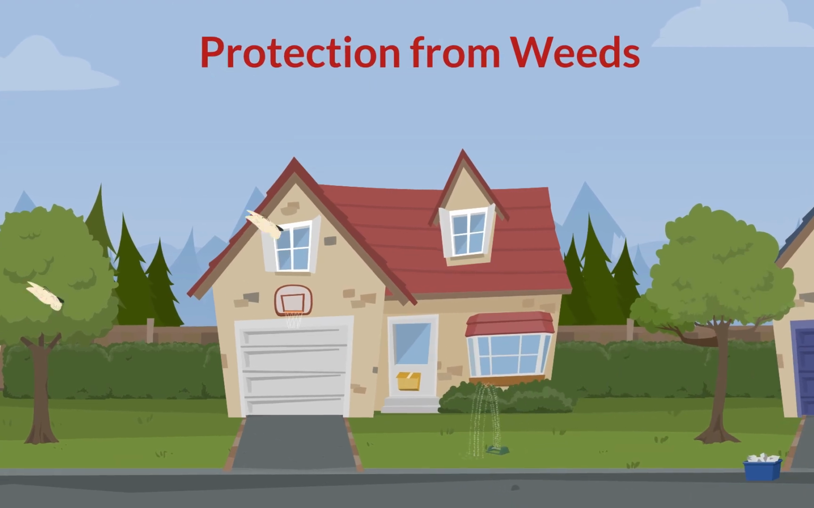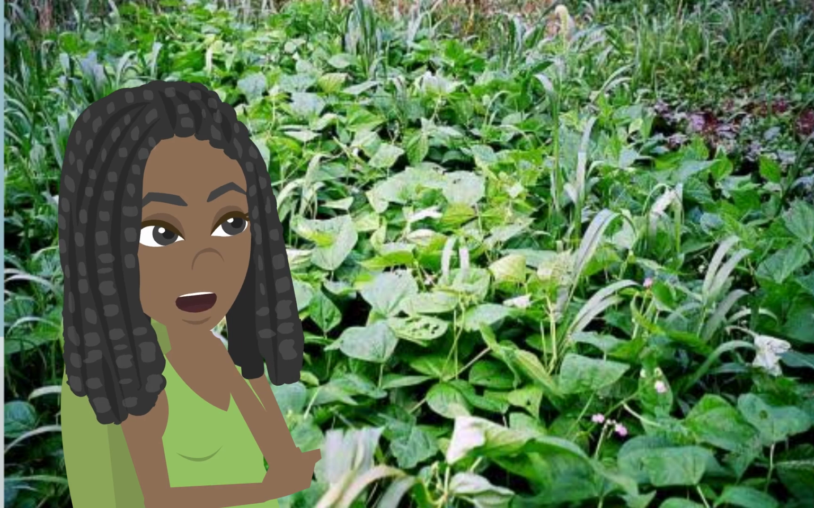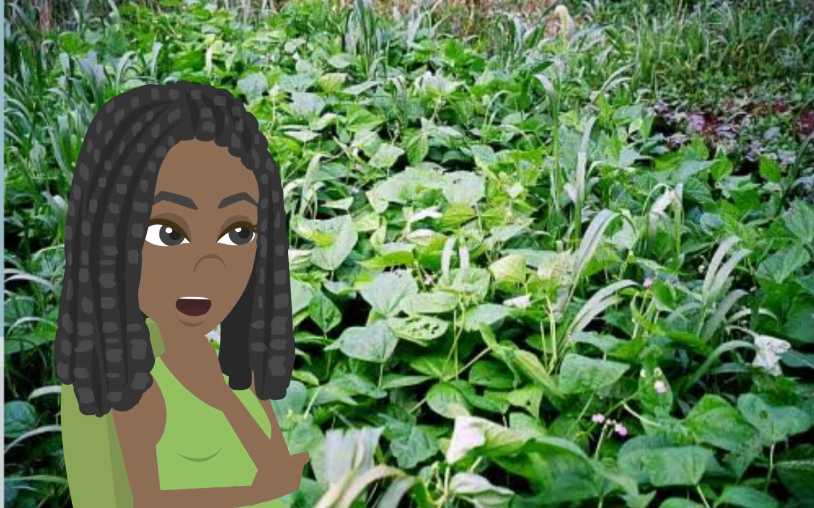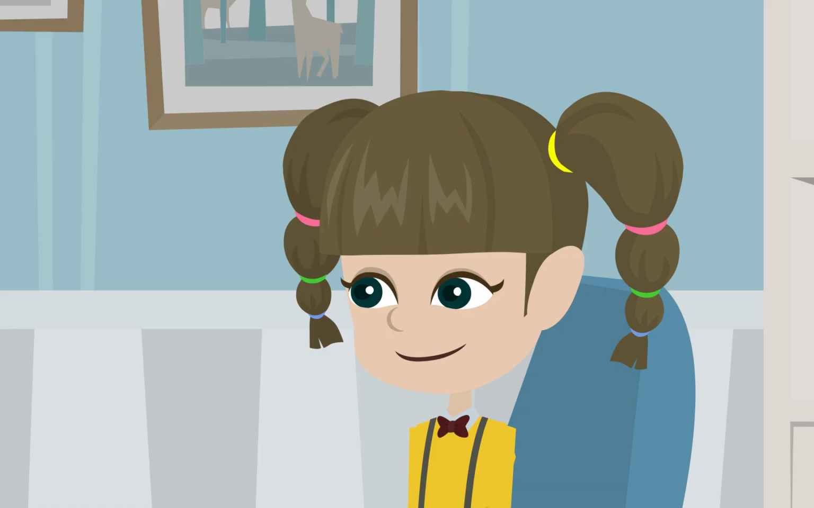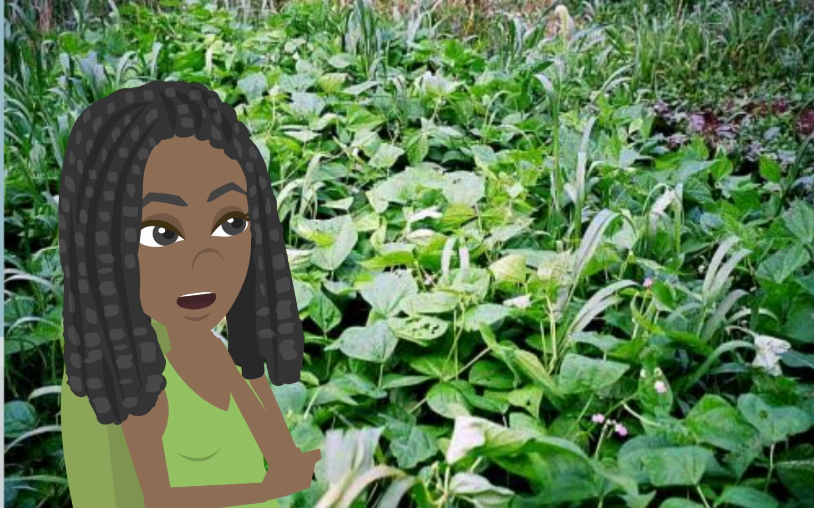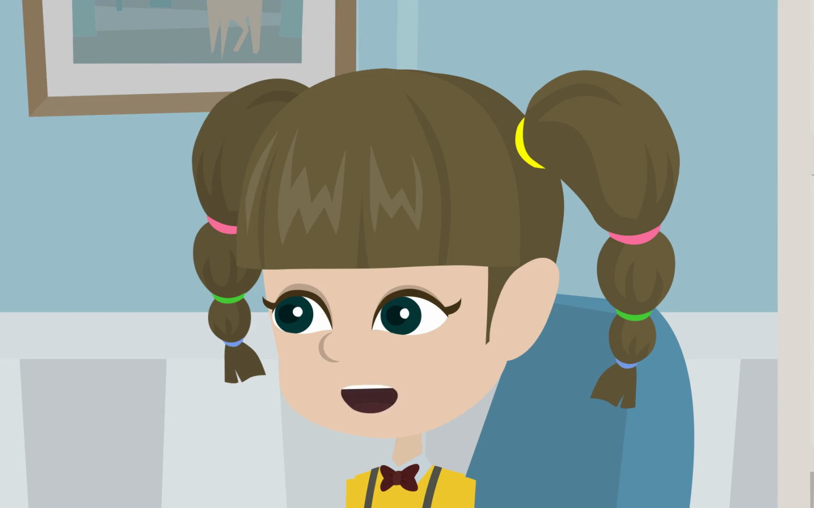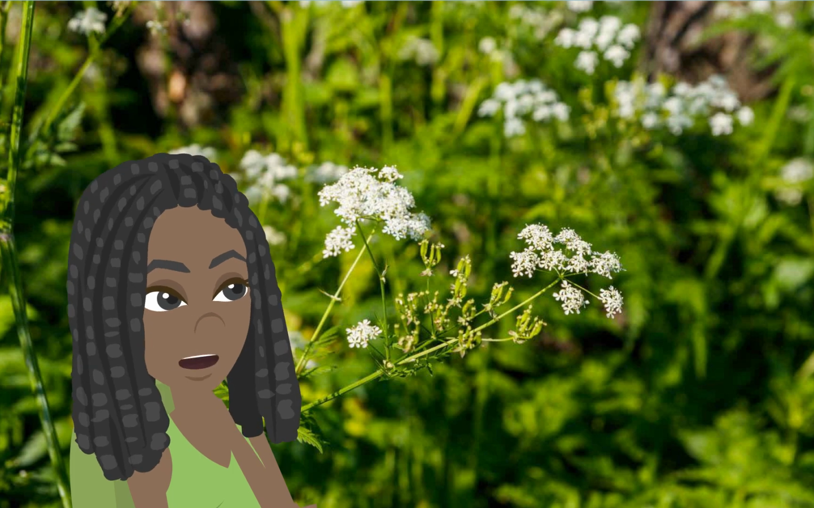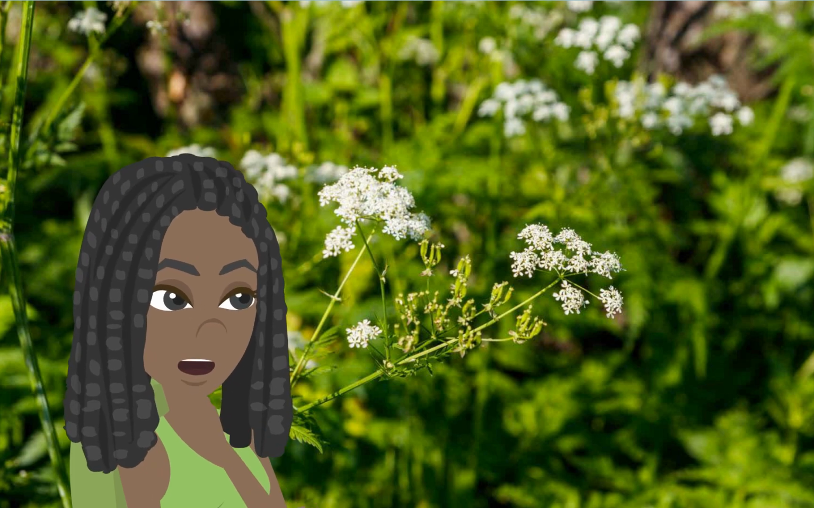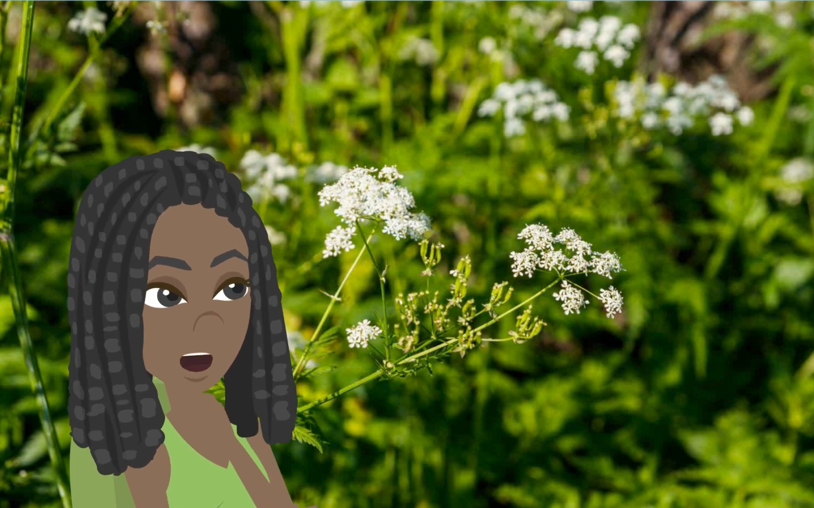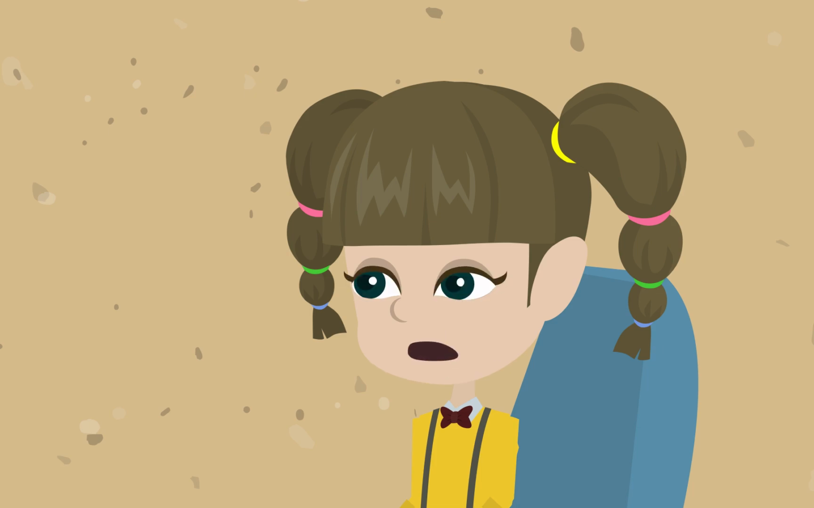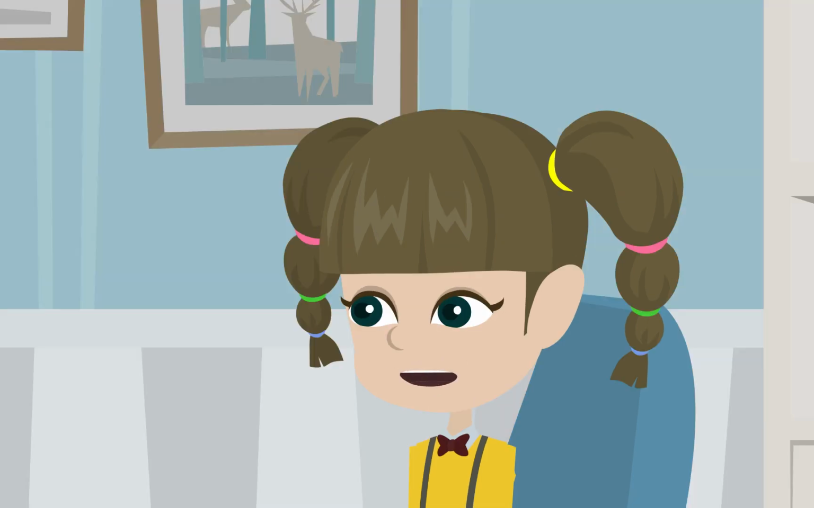Protection from weeds. Weeds are undesirable plants that grow naturally in crop fields, competing with the main crop for resources like water, nutrients, space, and light. I see, so they can affect the growth of the crop plants. Exactly. Weeds can even interfere with the harvesting process, and some can even be poisonous to animals and humans. That's concerning. What other ways to remove and control weeds?